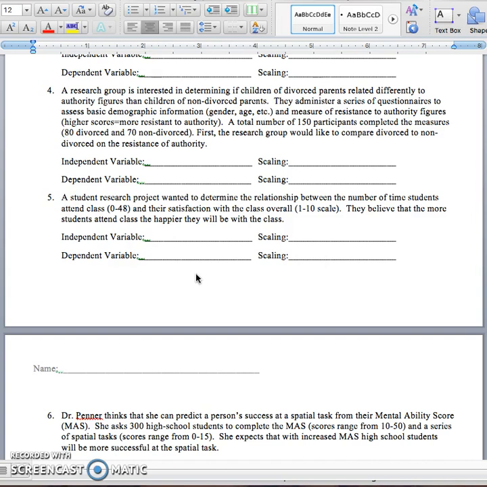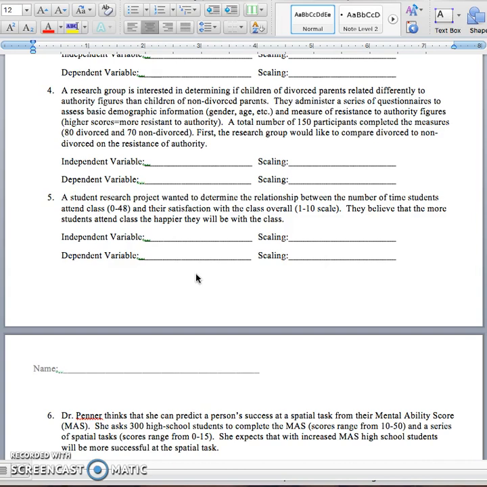Okay, cool. So this is actually a regression test, which we'll get to towards the end of the semester. So this one's a little bit different. So they're trying to determine if there's a relationship between attending class and their satisfaction.